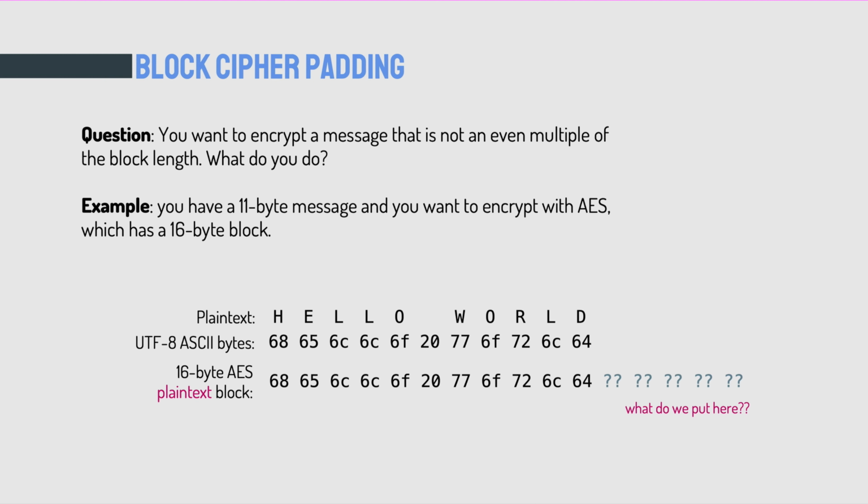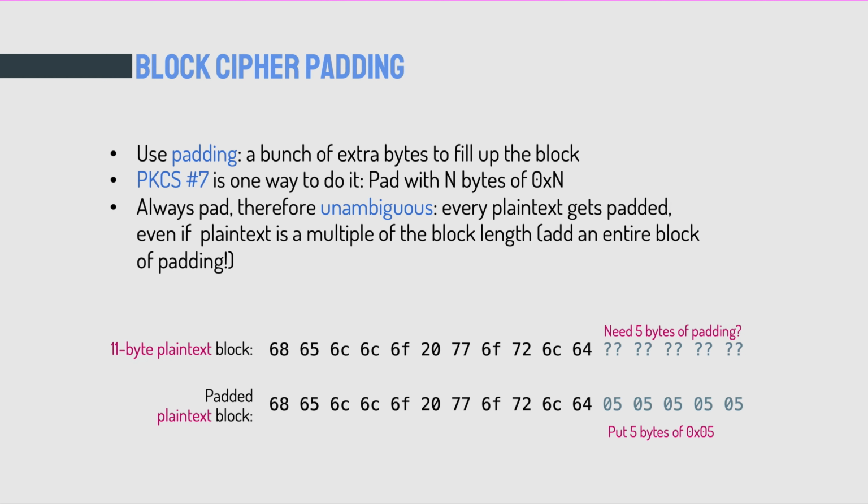Well, one way we can do it is to use a padding standard called PKCS number 7. It works like this. First, determine how many bytes of padding your plaintext needs. We'll call this number n. Next, add n bytes of padding, and the n bytes are each going to be the number n. So if we needed 5 bytes of padding, we're going to add 5 bytes of the number 5. When Bob decrypts this message and sees the padding, he knows exactly how to remove it. And the deal is we always add padding.